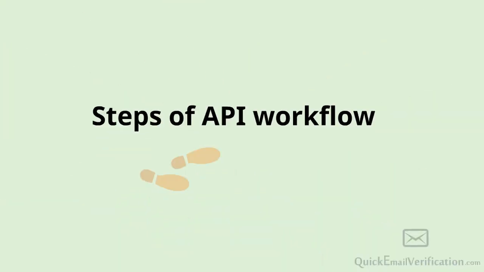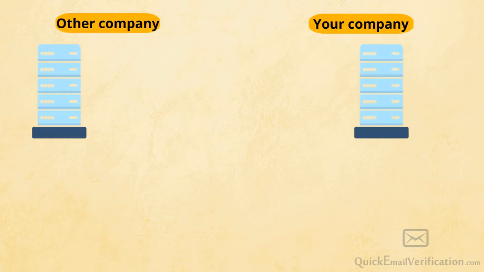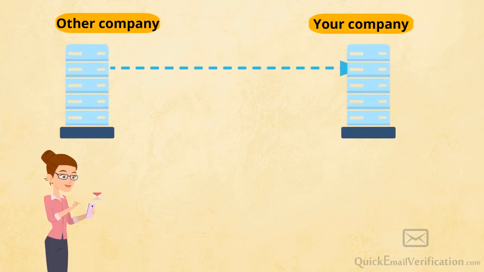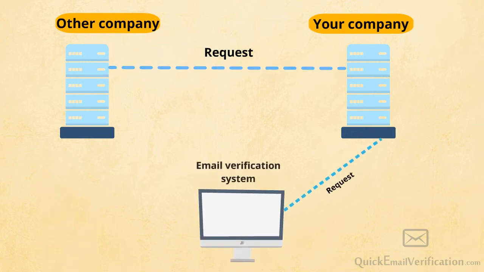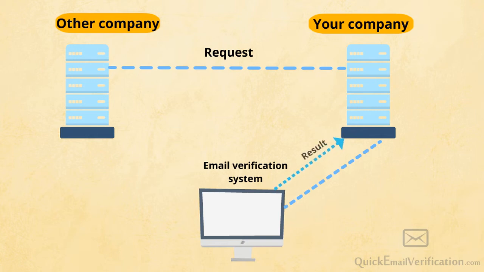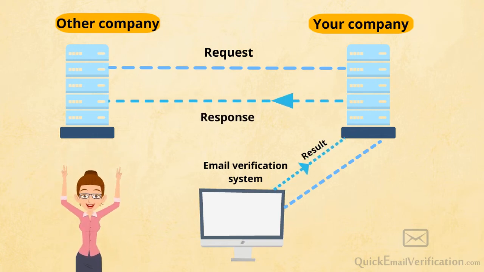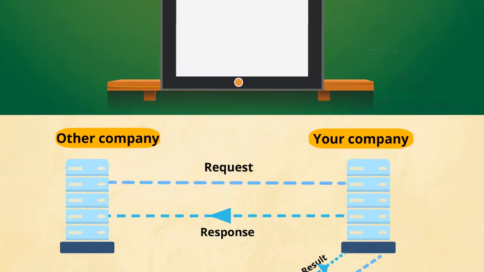Here's a 3-step process of how an API works. In step 1, the user enters their email address and requests to register for an event or sign up for the email newsletter. In step 2, the API understands the request and passes the email address to the email verification system. In step 3, the email verification system checks the email address and the API delivers the results.